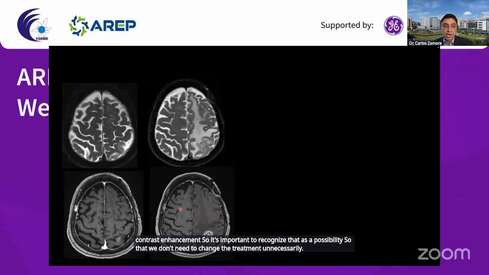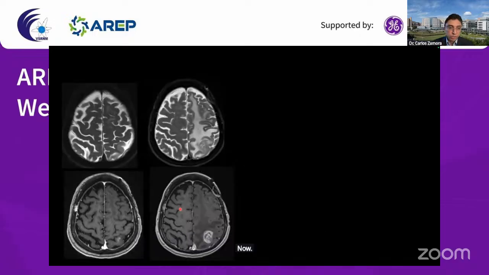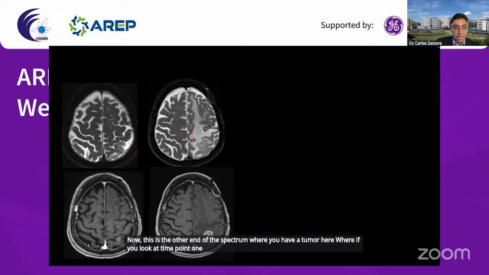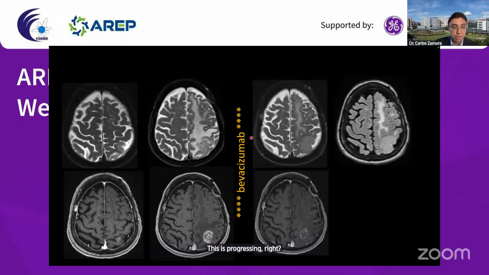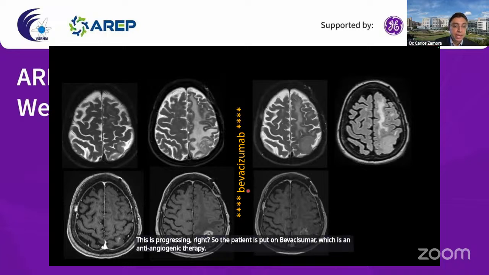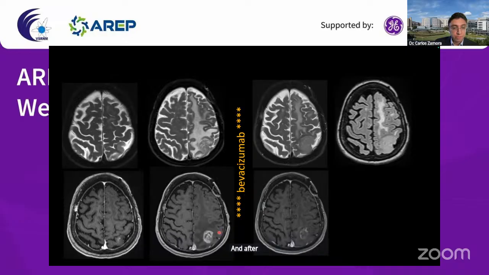unnecessarily. Now, this is the other end of the spectrum where you have a tumor here, where if you look at time point 1 and time point 2, you see that the tumor is increasing, right? Went from this to here, right? So we think that this is progressing, right? So the patient is put on bevacizumab, which is an anti-angiogenic therapy. And after you put the patient on bevacizumab, you see it goes from here to here.